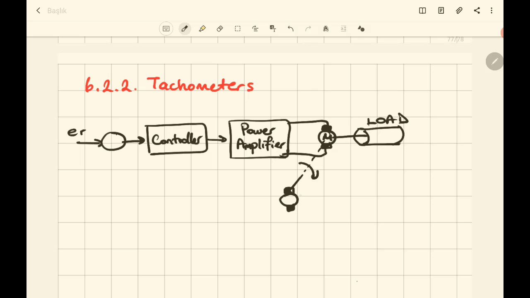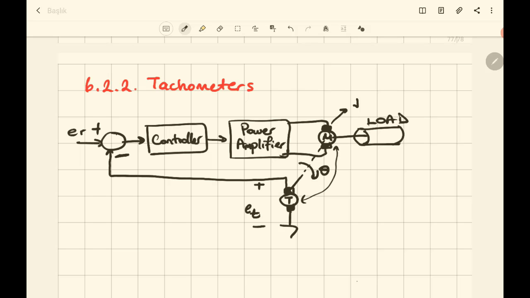As you see, the tachometer uses the same symbol as the motor, because the structure of the tachometer and the motor is the same: minus and plus, and connected to the ground. At this point, we have a signal which gives us the velocity of the motor, and rotation can be represented with theta. Here we have a DC motor.